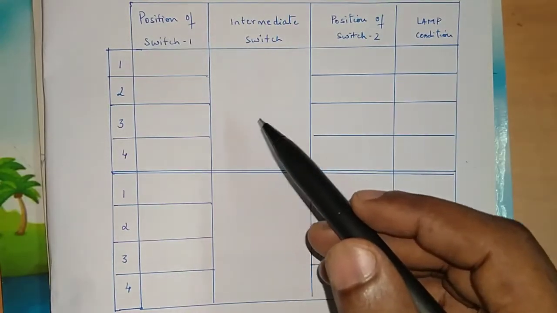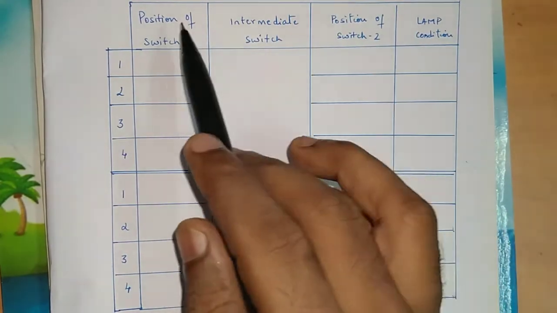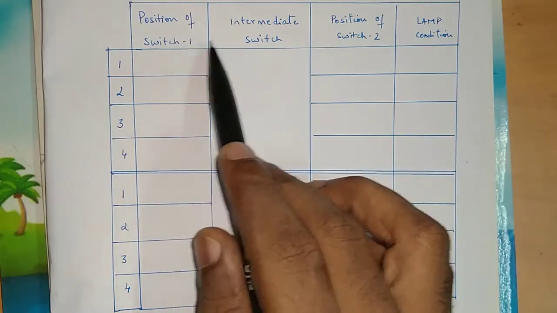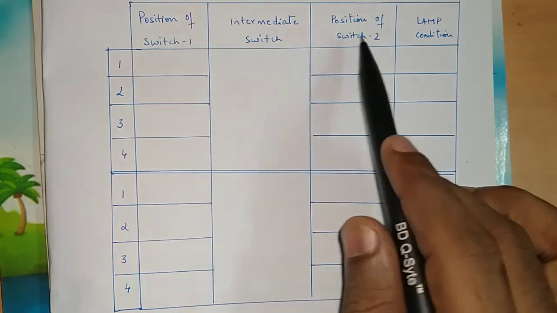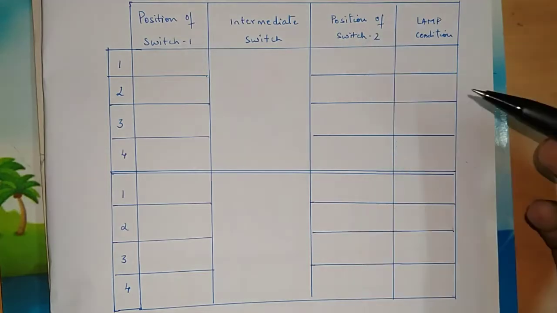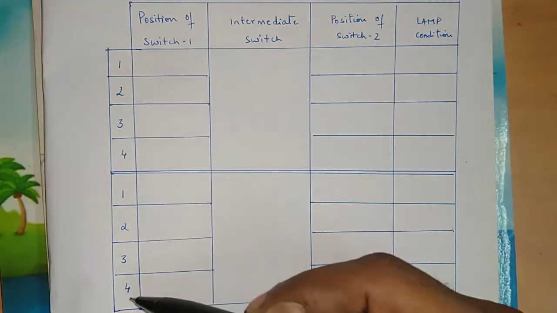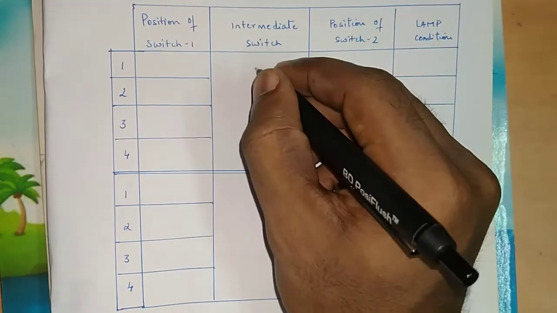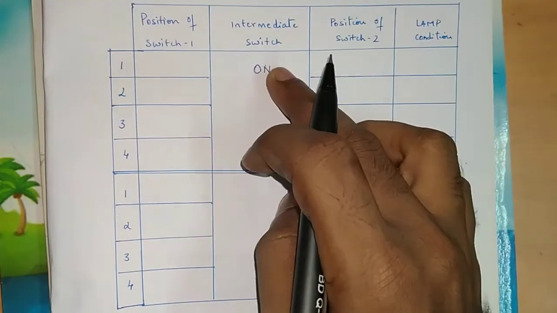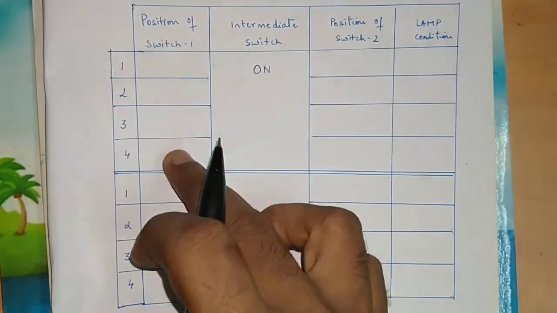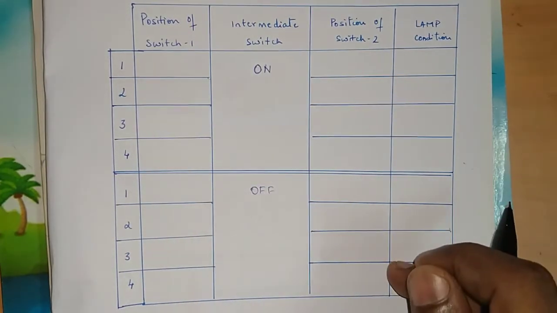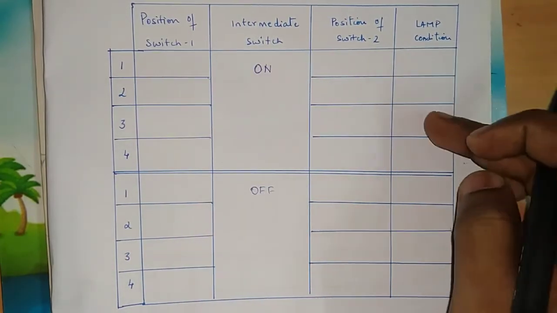So this is the working table of three-way control of lamp. You are having three different switches, as you can see from the circuit diagram. First is switch number 1, in the middle you will be having the intermediate switch, and third one is switch number 2. From the table you have totally 8 cases. Any switch has two different conditions, either it is on or off. So when the intermediate switch is on you will be having 4 conditions, and when it is off you will be having 4 more conditions which have to be checked for the lamp.